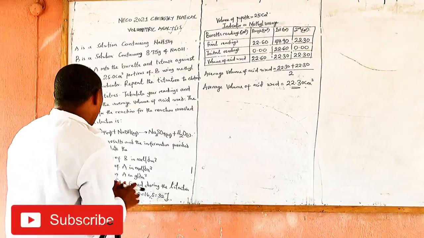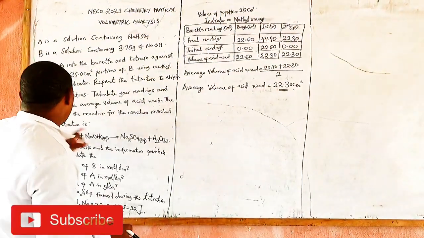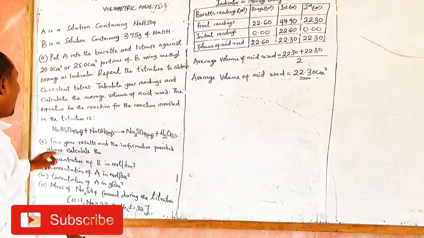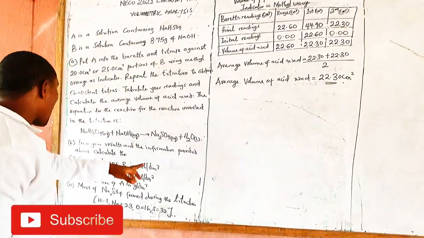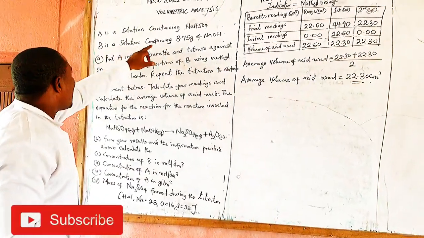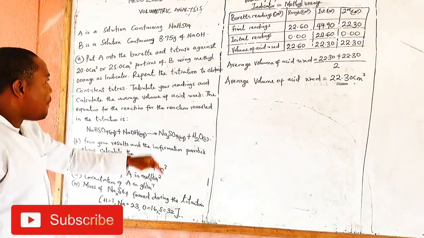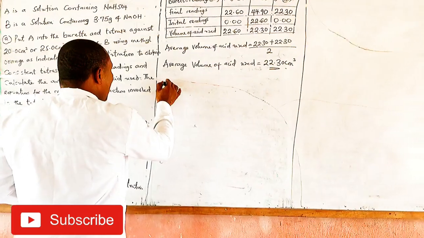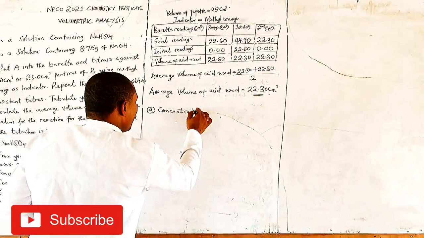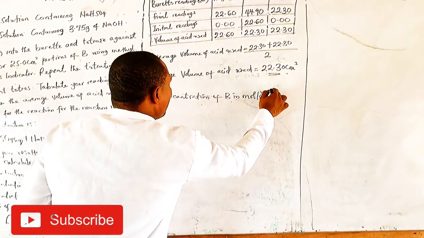Okay, from there now, after you have gotten the average volume of acid used, very important, you now use the equation of reaction they have given us. So from your results, these are our results, and the information provided above, that's the information they gave us. They said we should calculate the concentration of B in mole per dm³. What is the B they gave us containing this? This is in gram, okay? You now want us to get it in mole per dm³. So question 1 now. Concentration of B in mole per dm³.